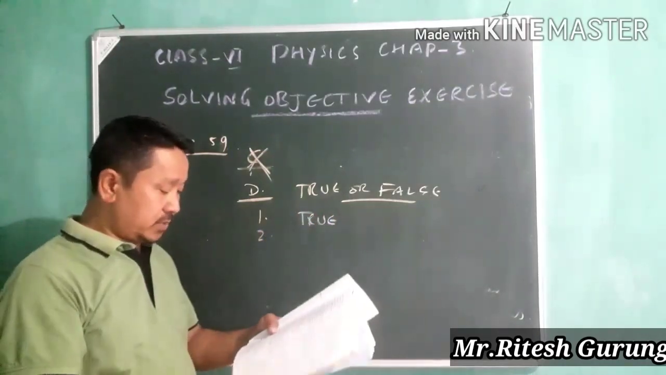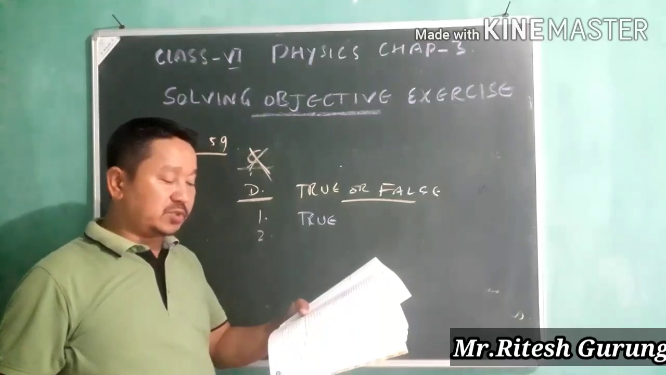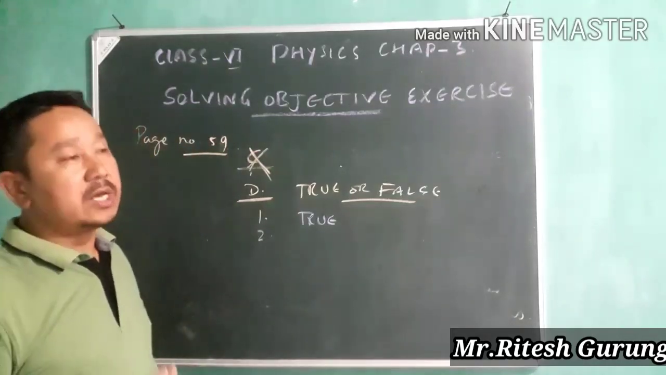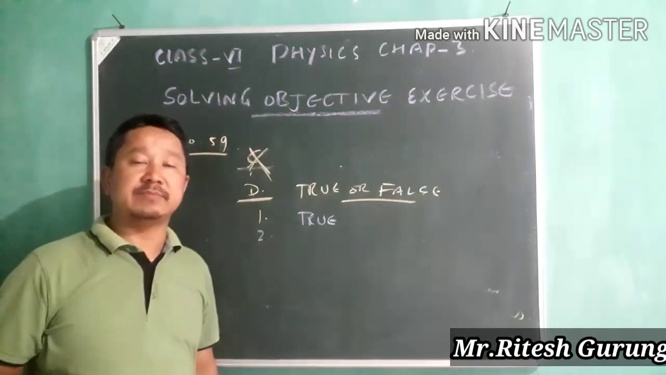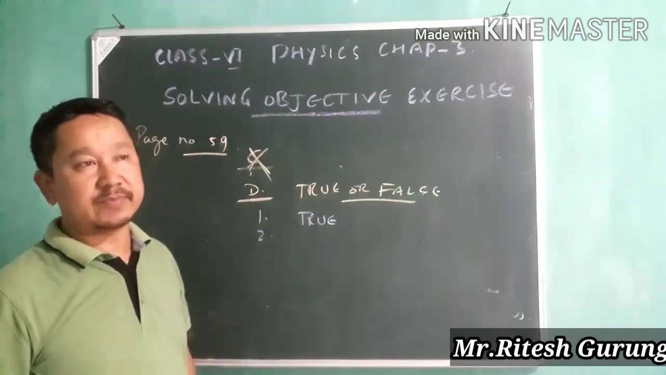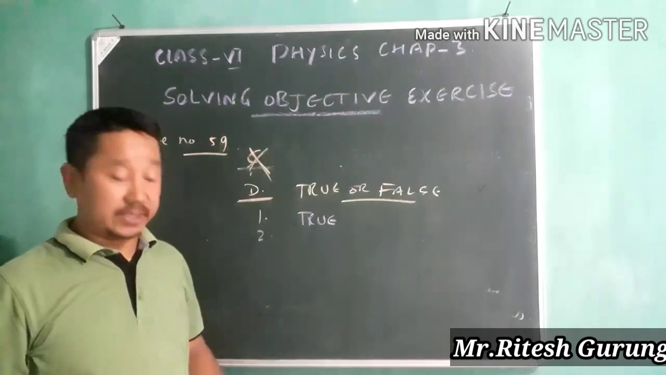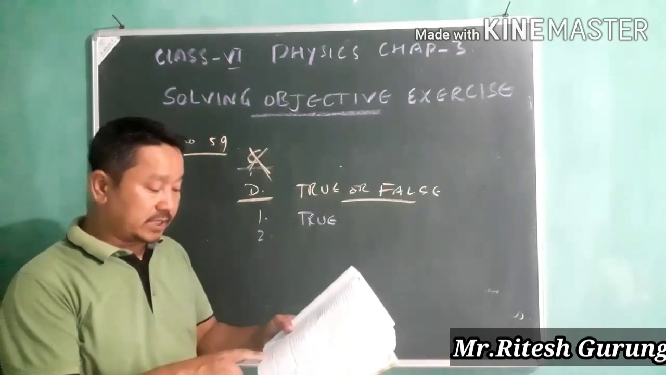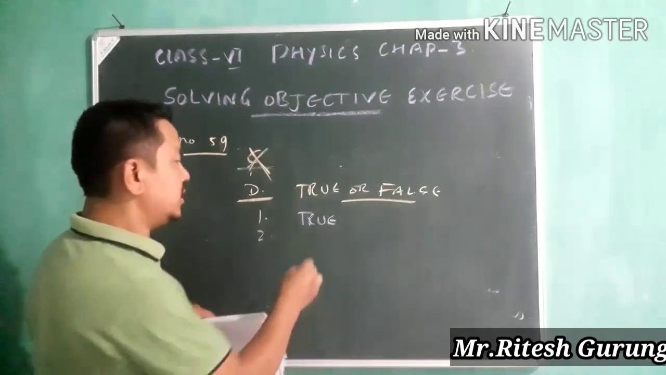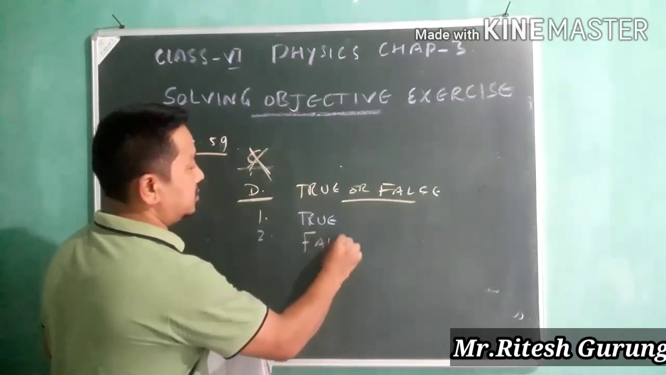And number 2, the force of friction is never useful to us. I told you, frictional force sometimes is good, sometimes is bad. That means it has both advantages and disadvantages. But here it says the force of friction is never useful to us. So this statement is false.